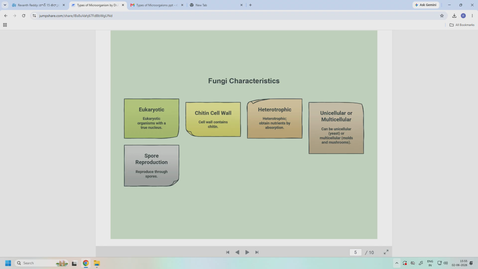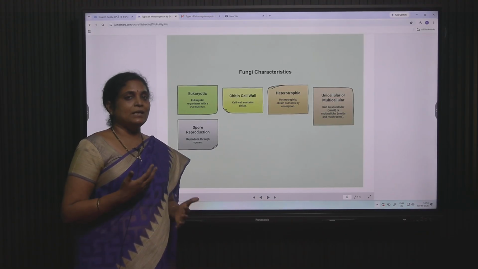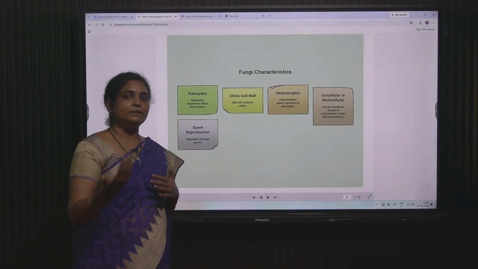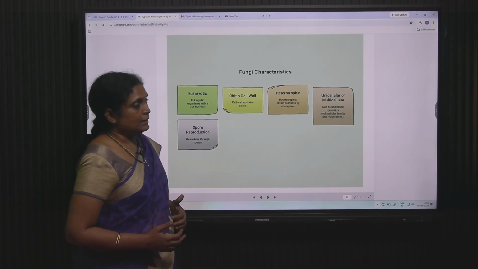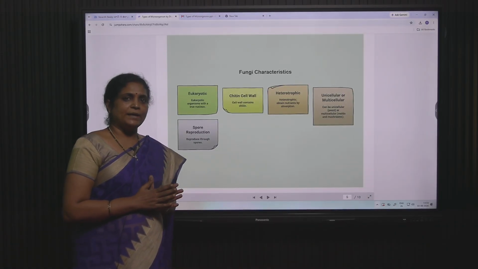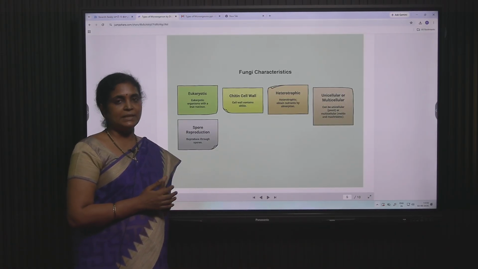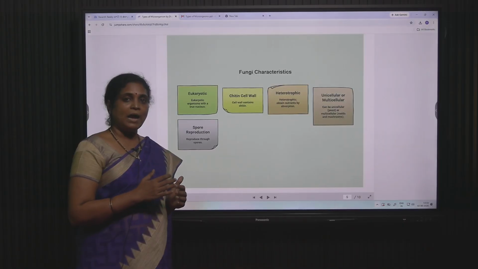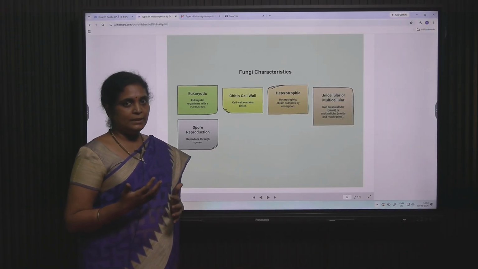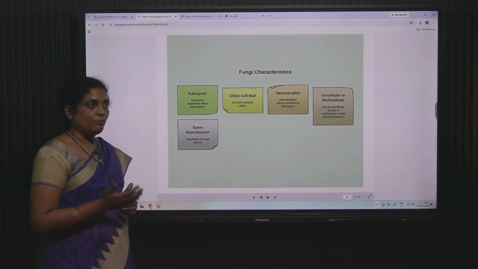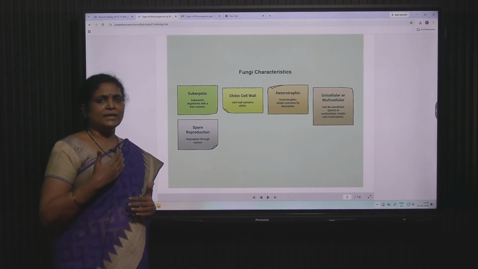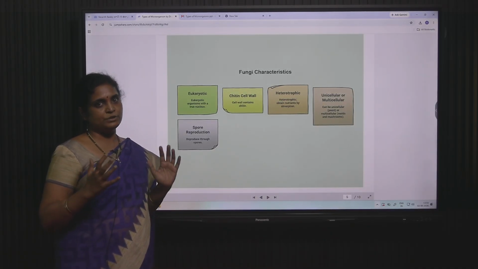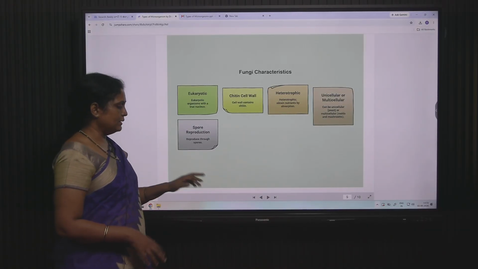And it is heterotrophic in nature. What is heterotrophic? It cannot synthesize its own food. It depends upon others for its food. That is called heterotrophic in nature. And coming to fungi, some fungi are unicellular, an example is yeast, Saccharomyces cerevisiae, and most fungi are multicellular organisms. And one more unique feature of fungi is spore production. So, fungi can produce different kinds of spores. This is about the fungal kingdom.